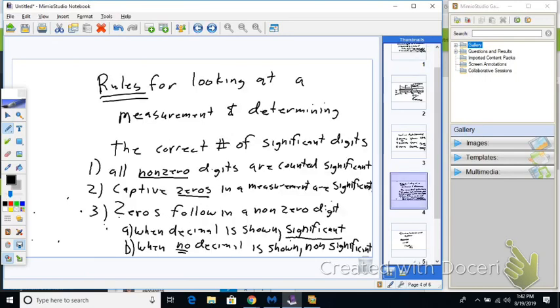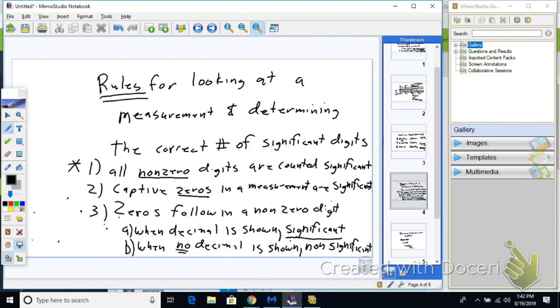There are rules that go with looking at a number that was measured at some point in time, and you're looking at it for the first time, and you didn't measure it, but you have to use it in a calculation. So here are 4 rules for you to be successful in determining how many significant digits are in that measurement, or how many were measured. The first one's really easy. Number 1: all non-zero digits are counted as significant.